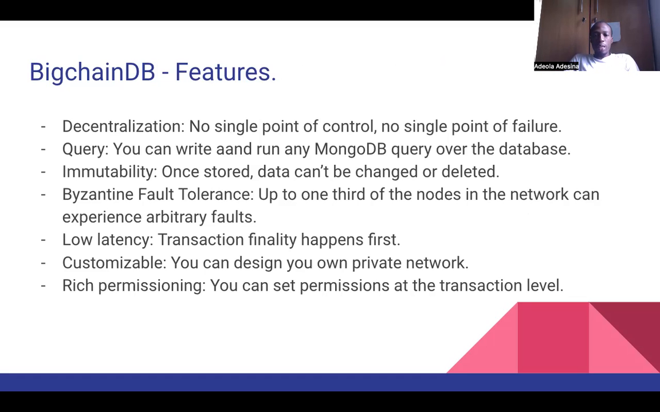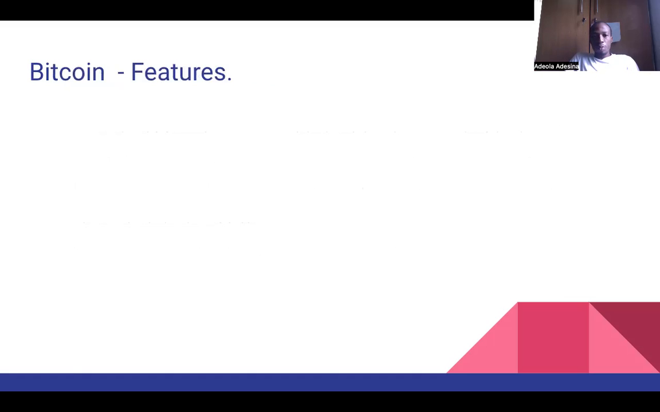Customizable means that you can design your own private network. So if you have enough money and you have a purpose for it, you can build your own private blockchain. A lot of people do, and I've done that. So rich permissioning means that you can set permissions at different transaction levels. You can decide what company does what, what company has the power to do what, and that decision is made collectively among all 10 companies. I hope this makes sense to you.